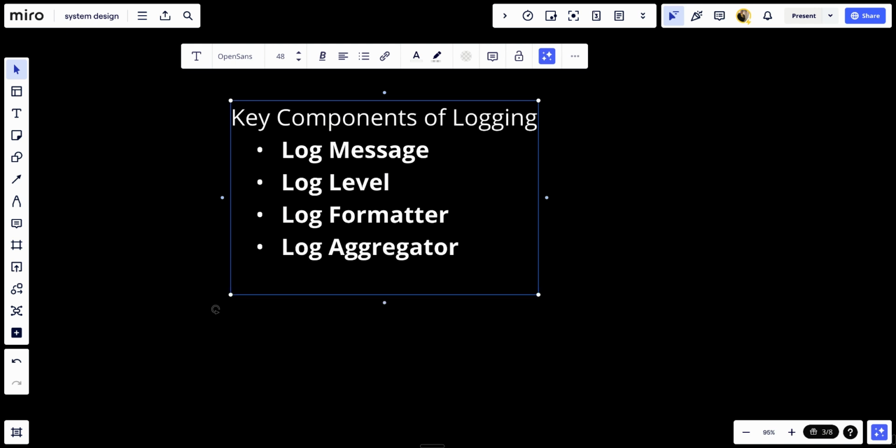Fourth, the log aggregator, a tool or system used to collect logs from various sources and centralize them for easier analysis and monitoring. Examples include Elasticsearch, Logstash, and Kibana, the ELK Stack, or Splunk. It's important to have Splunk.